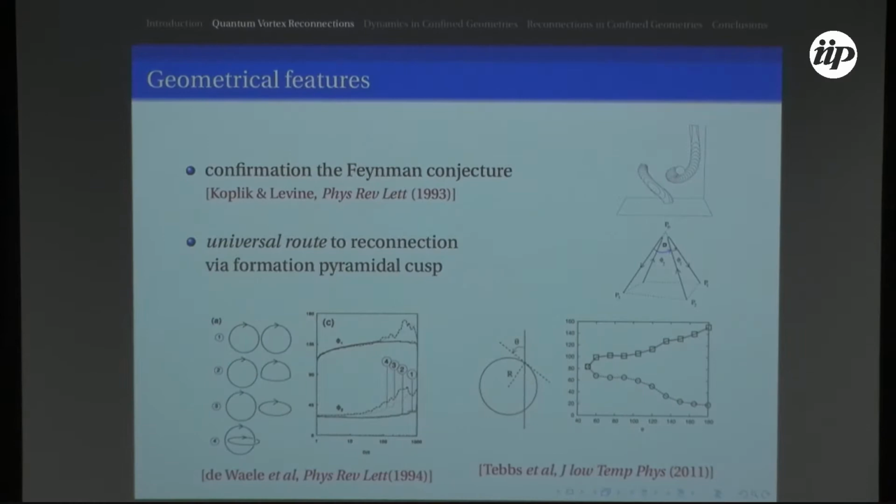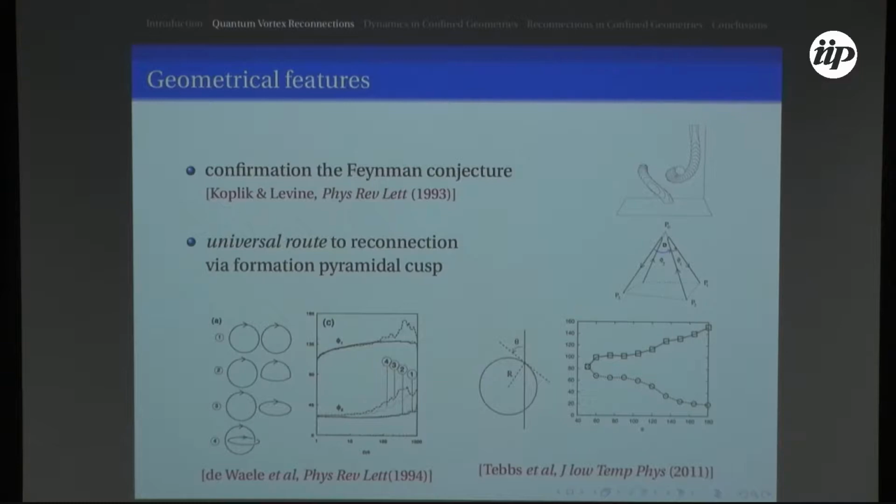Okay, so just very quickly, concerning the state of the art of reconnection. We've seen this morning this picture from the work by Koplik and Levine, who were the first to confirm the Feynman conjecture, which thought about superfluid turbulence as a cascade of reconnecting vortex rings.